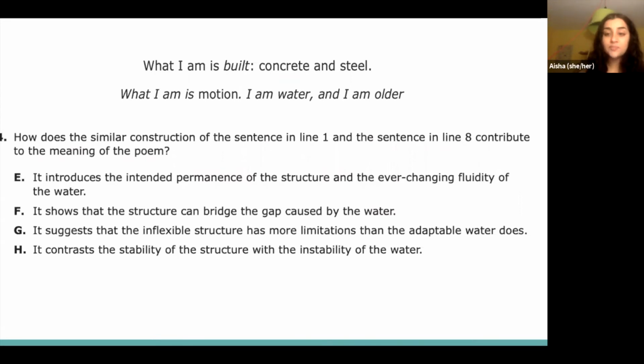But let's look at all the rest. Answer choice F says that the 2 lines show that a certain structure can bridge the gap caused by flowing water. Although this seems true, especially in the context of the actual poem, it doesn't connect to those 2 lines. These 2 lines don't connect those 2 things.